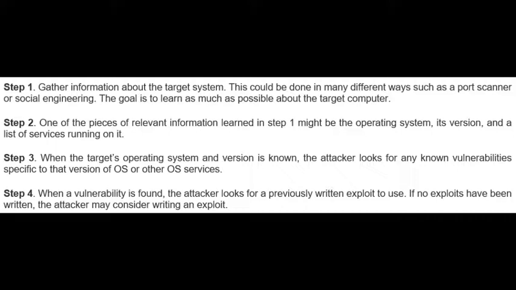Step 1. Gather information about the target system. This could be done in many different ways, such as a port scanner or social engineering. The goal is to learn as much as possible about the target computer.